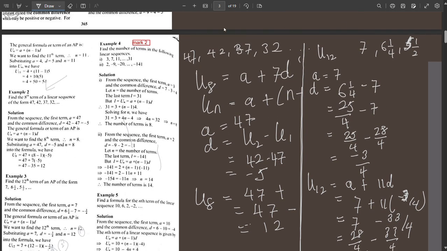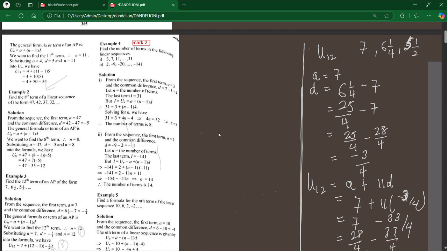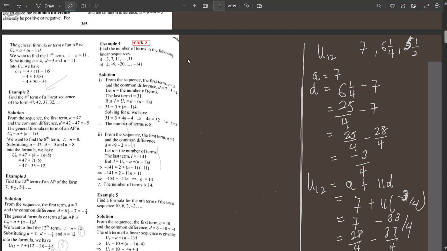Right, so let's go to the next one, example 4. Find the number of terms in the following linear sequence. This is a different type of question in example 4 that we're seeing here. Here, they're not asking us to calculate a term. They want the number of terms in our formula.